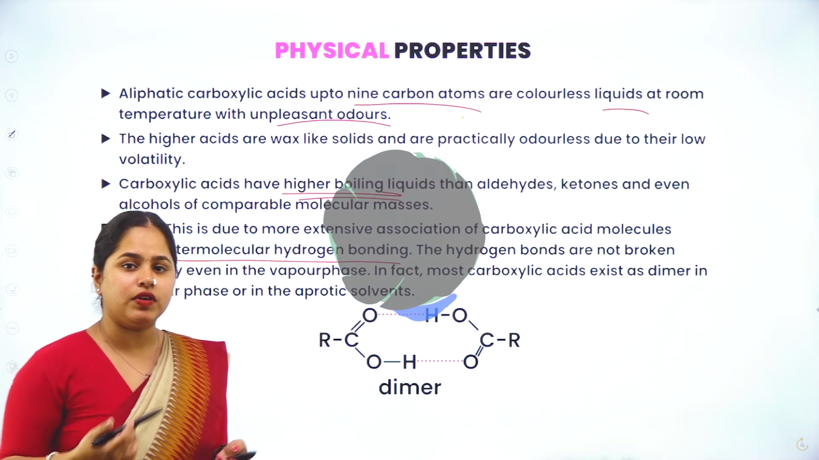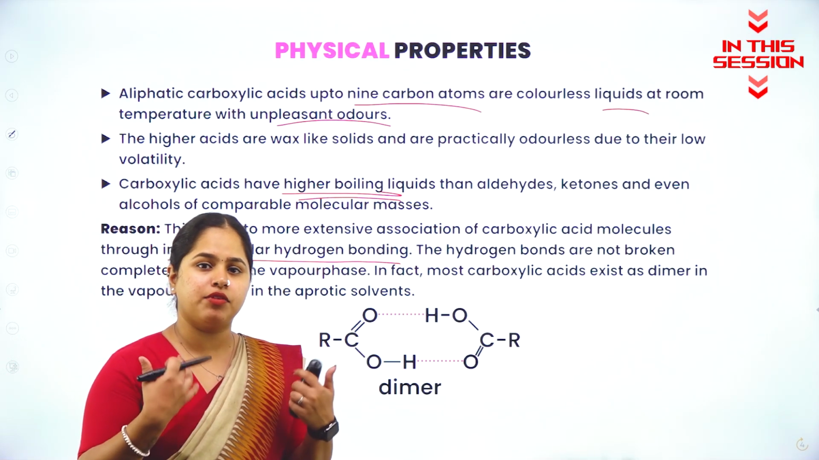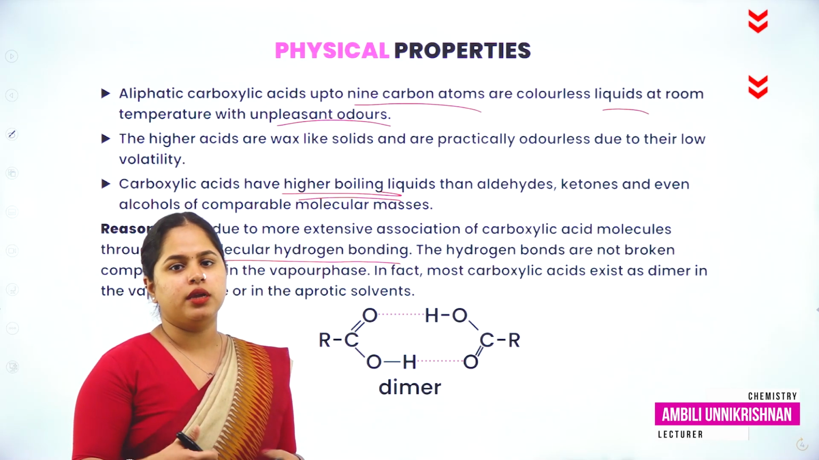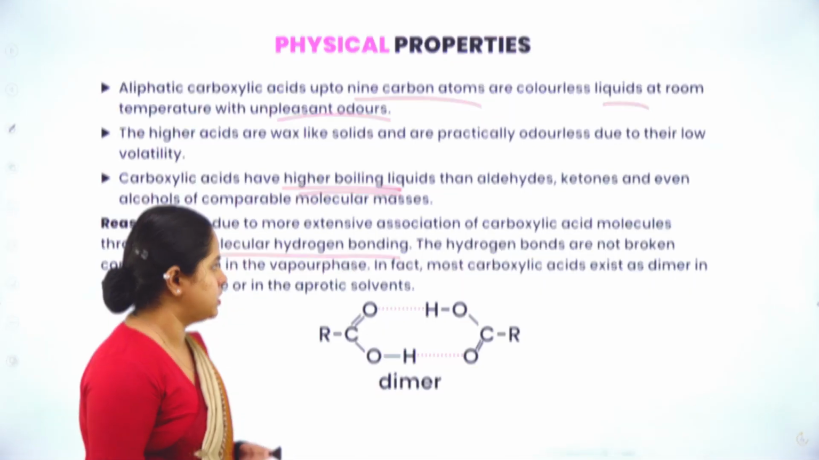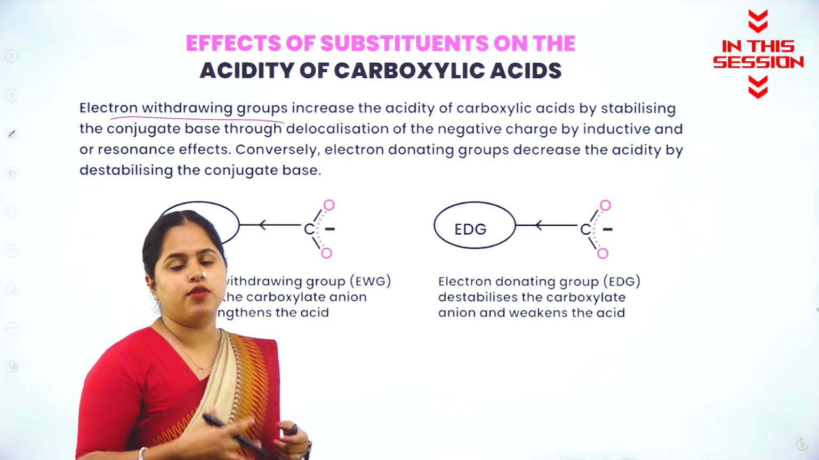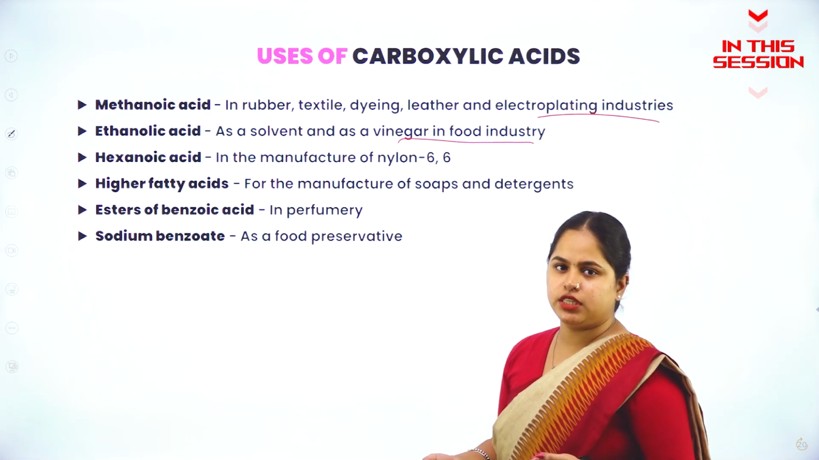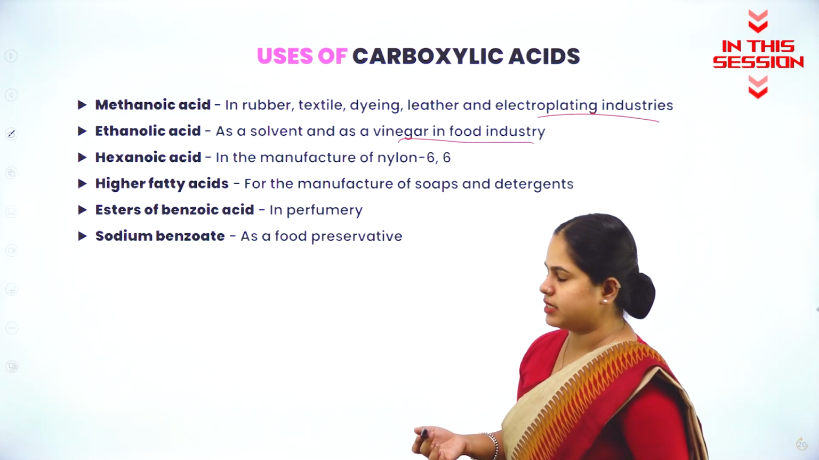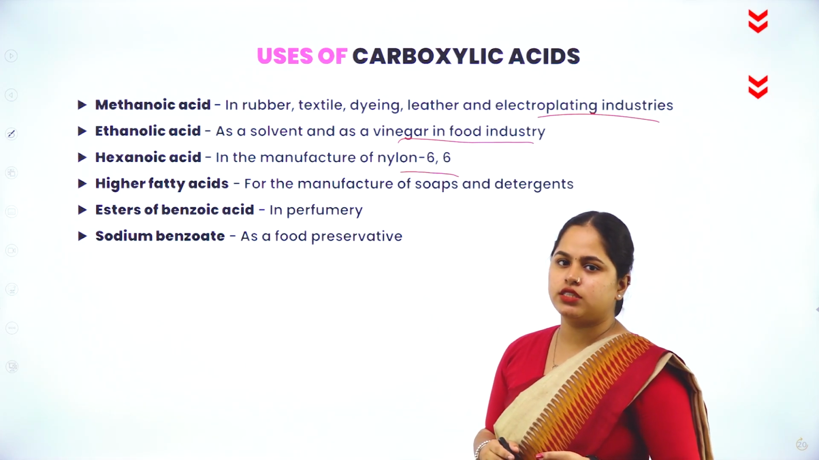More extensive intermolecular hydrogen bonding is present in carboxylic acid. It has a higher boiling point than corresponding aldehydes and ketones of comparable molecular mass. If electron withdrawing groups are present, the electron richness becomes less, and the carboxyl group becomes more reactive. What is the acid present in vinegar? It is ethanoic acid or acetic acid, right? Hexanoic acid is used in the manufacture of nylon 6,6.